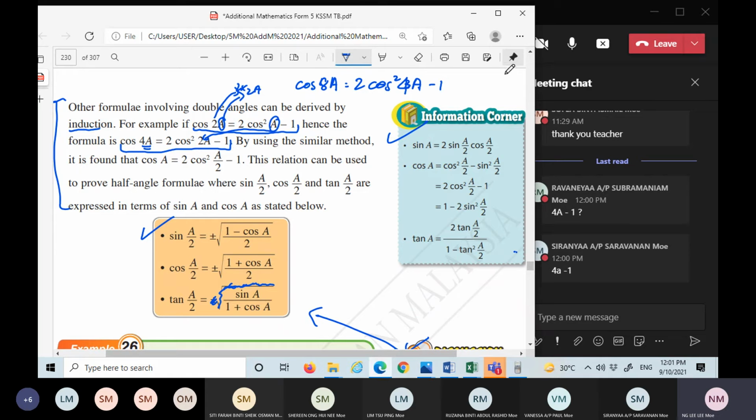Suping, you see, another method is, you see here 2a, half of it, a. You see here 4a, half of it, 2a. You see here 8a, half of it, 4a. Okay, Suping, I give you another chance. 2 cos square 3a minus 1. Okay.